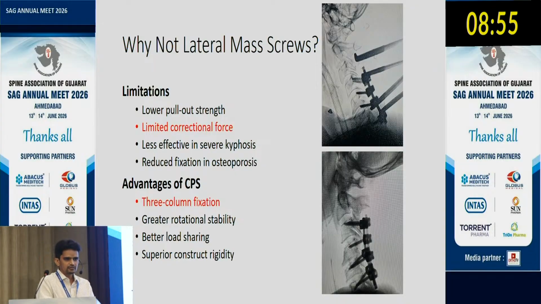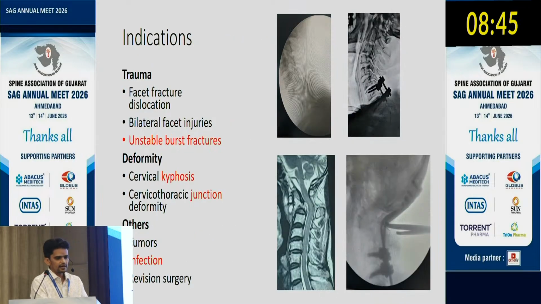Compared to that, cervical pedicle screws give 3-column fixation, greater rotational stability, and superior construct rigidity, and that's why they are preferable whenever possible. The indications are in trauma cases, when there is a bifacet dislocation or unstable burst fracture, where it can be used to reduce and fix it.